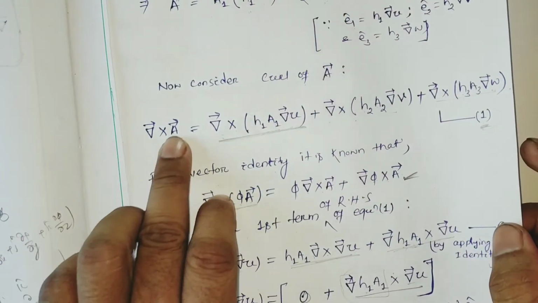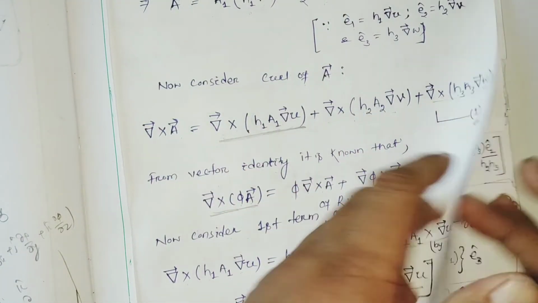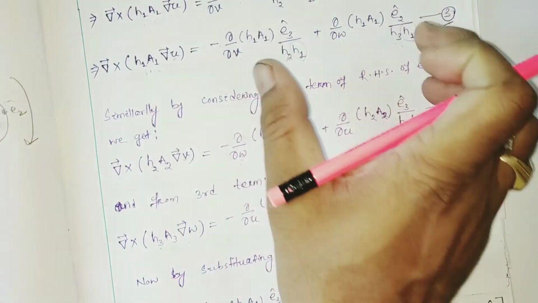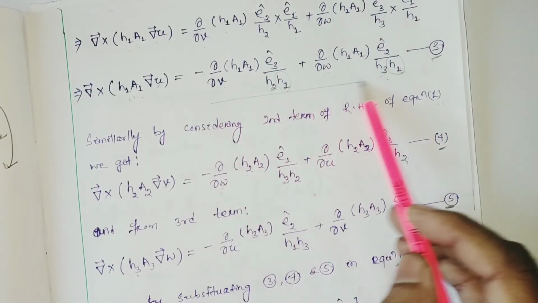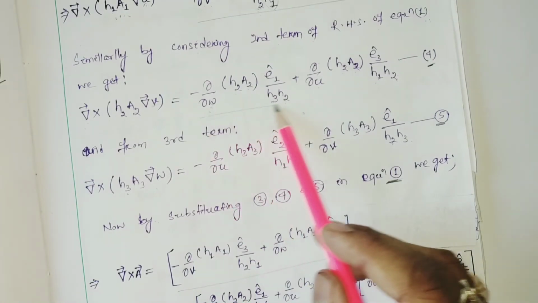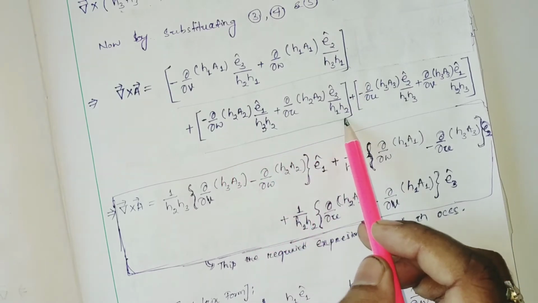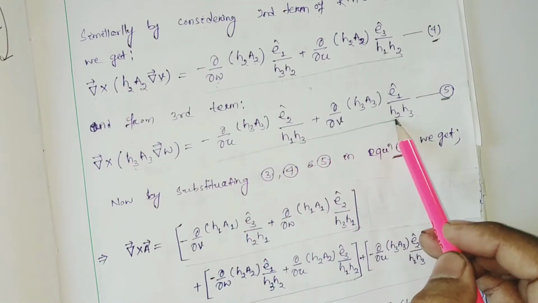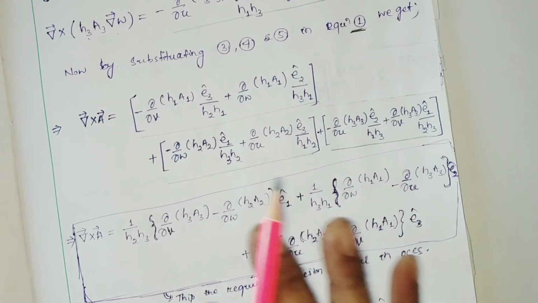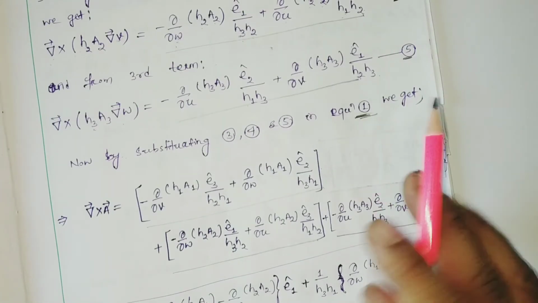In equation number 1, carefully here we have to watch this term. As usual it has been written over here. Okay, this term, as usual it has been written, nothing changed. This term, as usual it has been written over here. I just substituted in equation number 1 only, that's it.